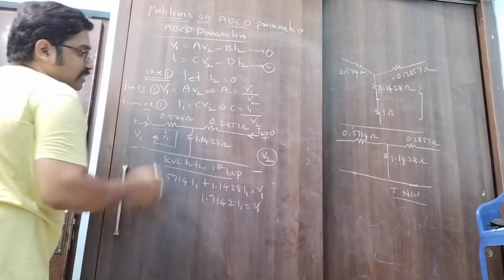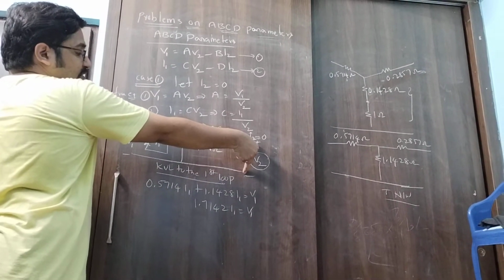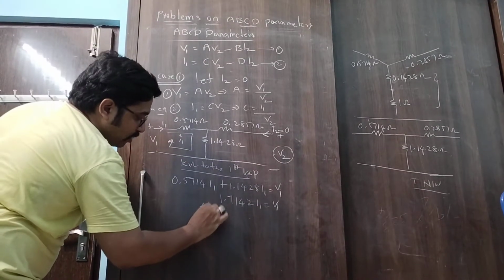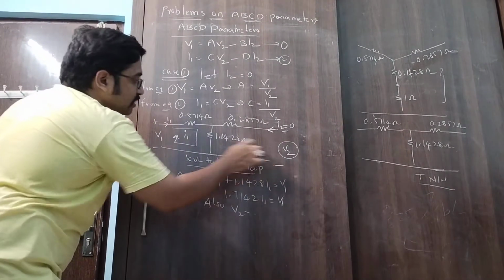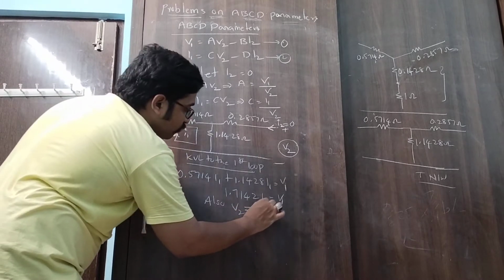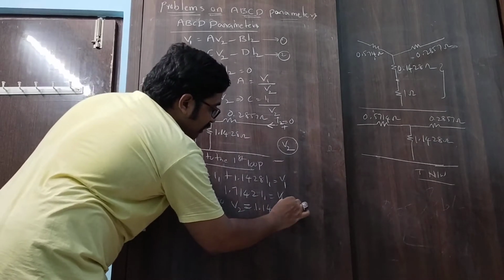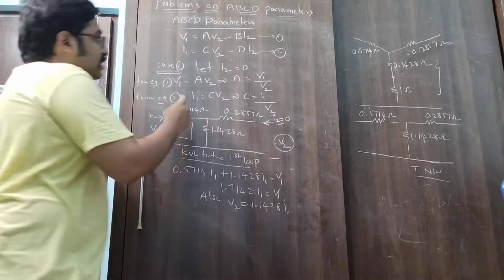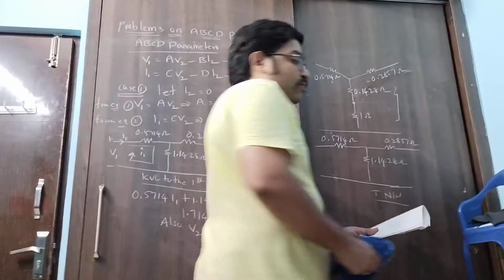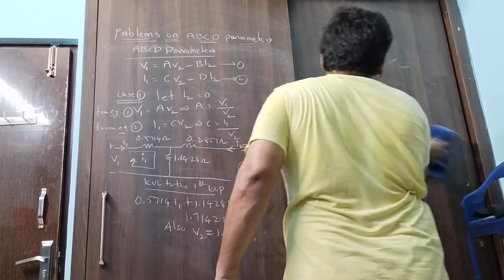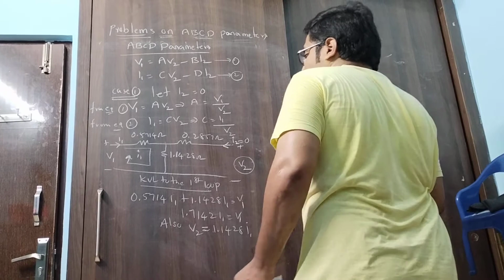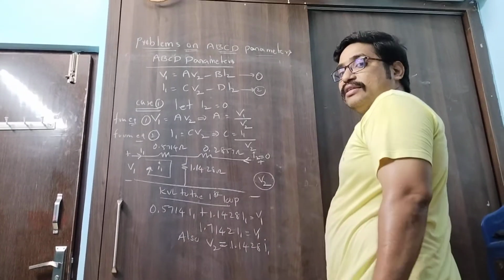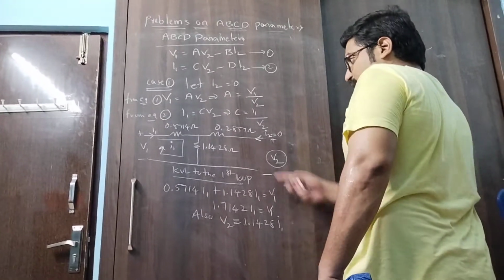V2 is the voltage across the opposite resistance. For V2, the opposite resistance will be 1.1428. Which current is flowing there? I1 current is flowing. Therefore you can easily calculate. Whatever the voltage is there, the same voltage we are having across the 1.1428 ohm resistance.